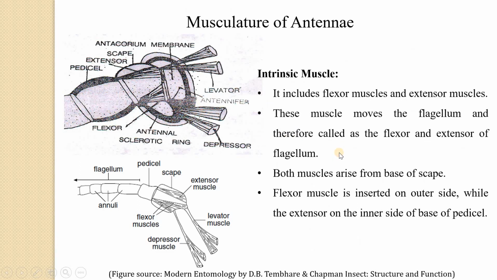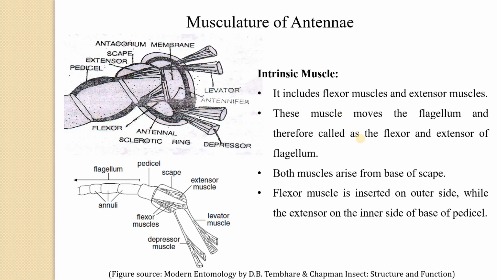The next category of muscles is referred to as the intrinsic muscles. Now again, these intrinsic muscles are of two types in antennae, and they include the flexor muscles and the extensor muscles. So in this diagram you can see this one is the flexor muscle and these are the extensor muscles. These flexor muscles and extensor muscles come under the category of the intrinsic muscles of the antennae.